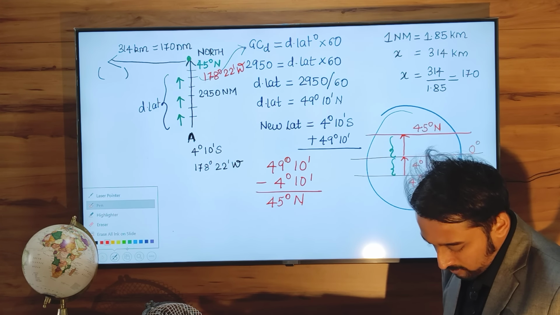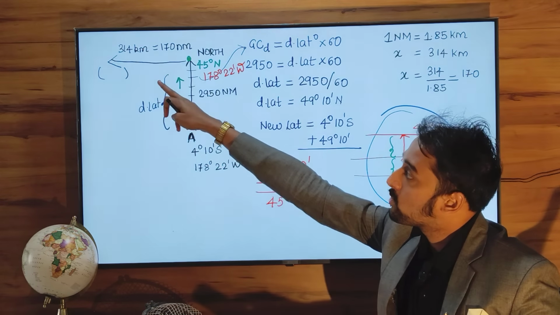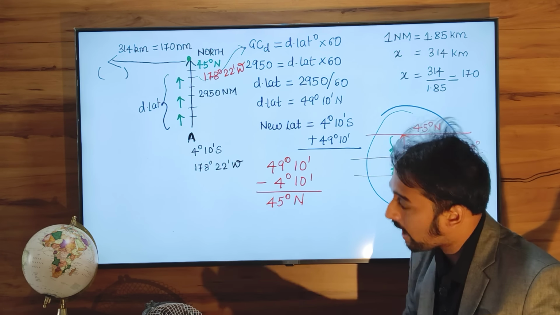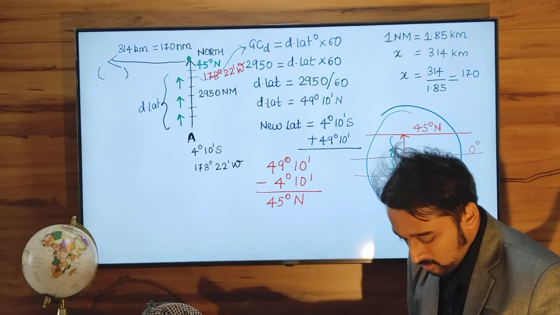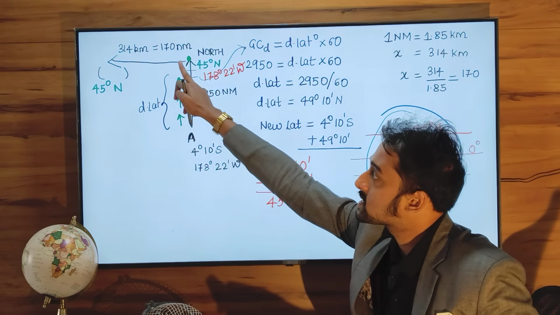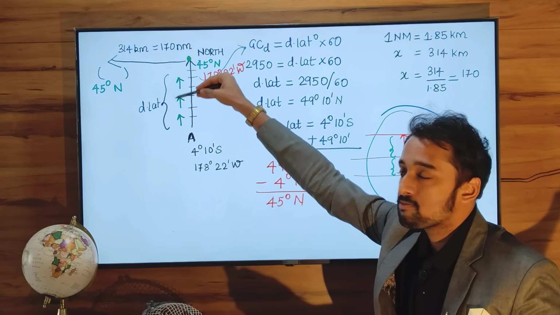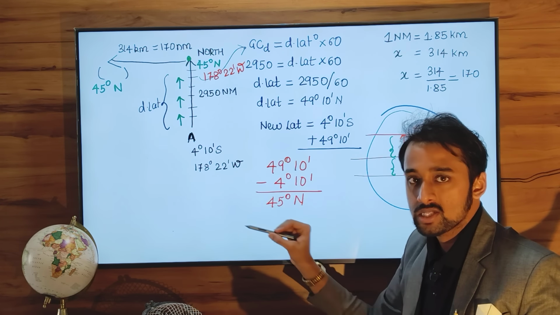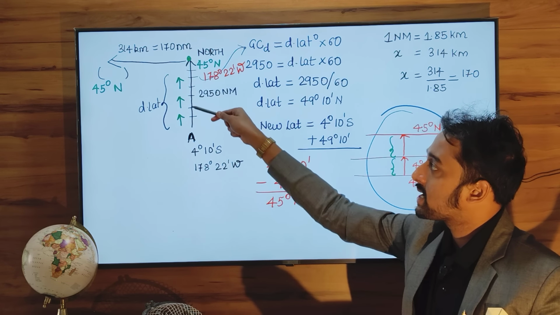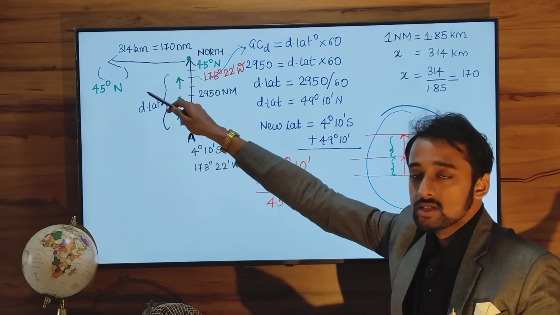Now when you come to a new position, when traveling westerly, the latitude of that position will be the same as this latitude, which is 45 degrees north. Correct? Because when traveling in a straight line to the left-hand side, you are not changing latitude. You are not going above or below, up or down. So latitude is going to remain the same. What will change is the meridian, the 178 degrees 22 minutes west meridian.